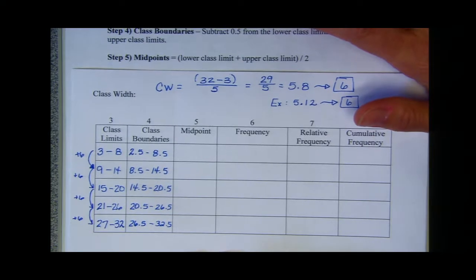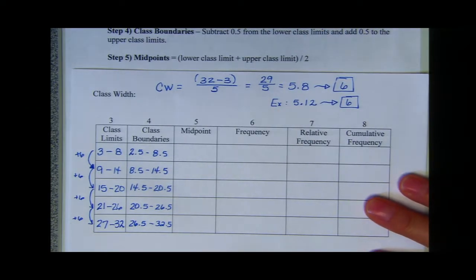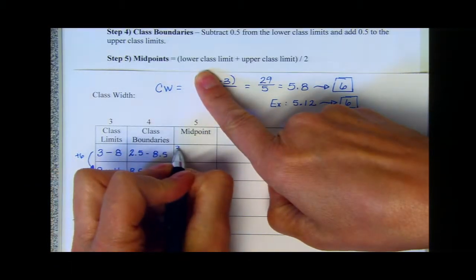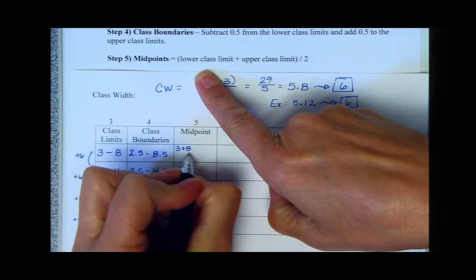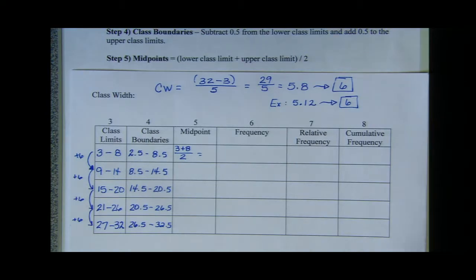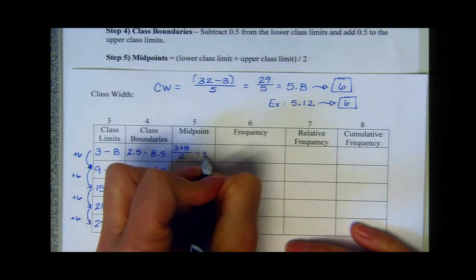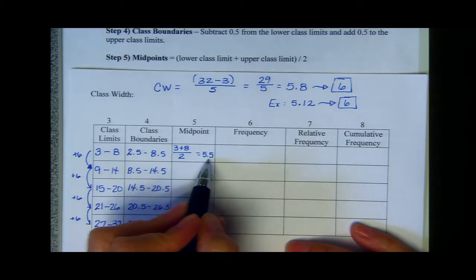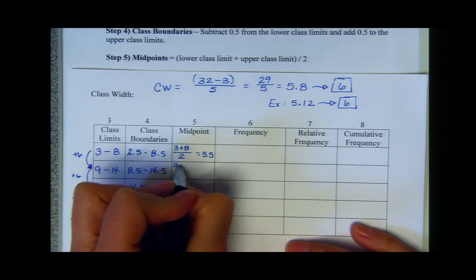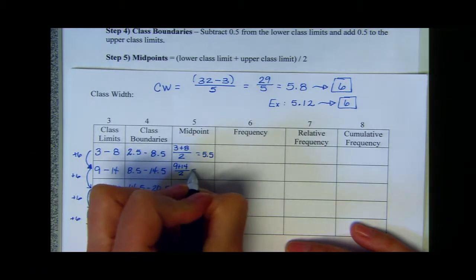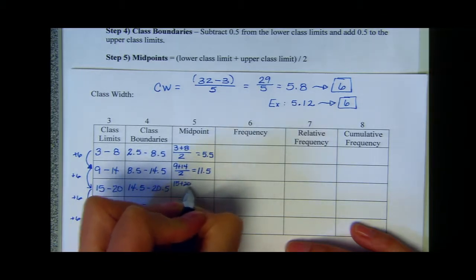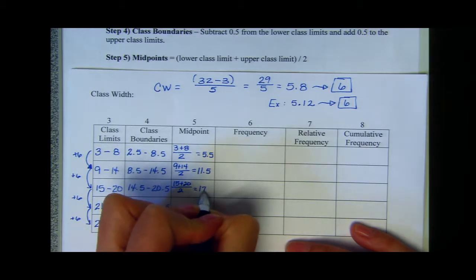All right, the next step is our midpoints, and this is the midpoint of each class. So you take your lower class limit, add the upper class limit, and then we always divide by 2. So 8 plus 3, that's 11, divided by 2 is 5.5. So the midpoint of this class is 5.5. So then we would do 9 plus 14 divided by 2, which calculates to 11.5. 15 plus 20 divided by 2 is 17.5.